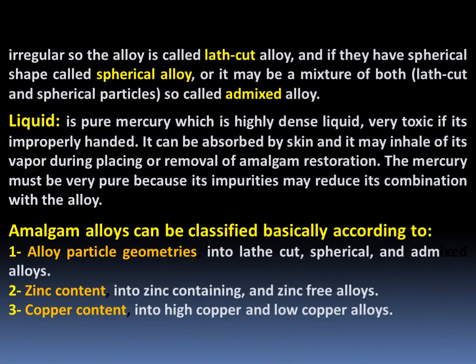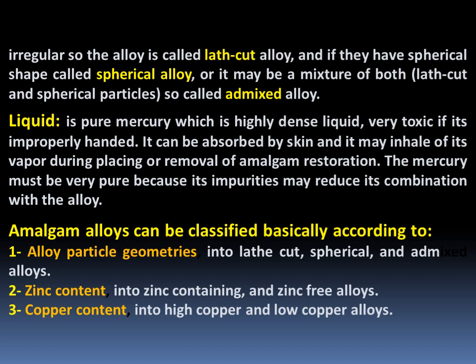Also, the alloy has different shapes. The irregular shape is called lathe-cut, while the spherical shape is called spherical alloy. A mixture of the lathe-cut and spherical alloy forms an admixed alloy. This is all for the powder.